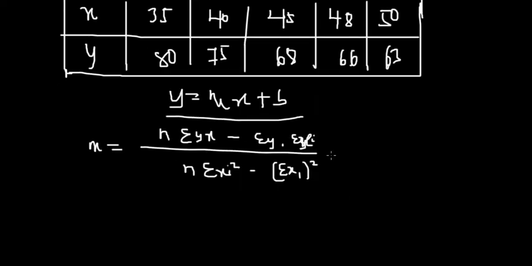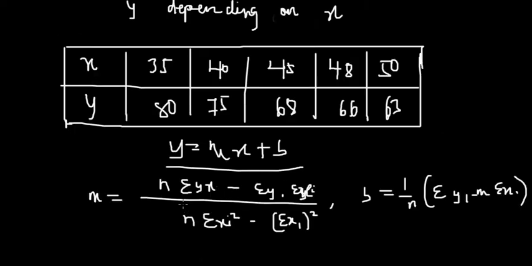After that, we find the intercept, which is 1 over n, and then we have the summation of y, okay, minus m times the summation of x. These are formulas you can easily conjure from your head. Okay, very simple, straight to the point.